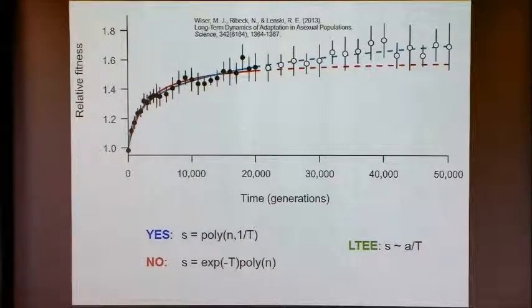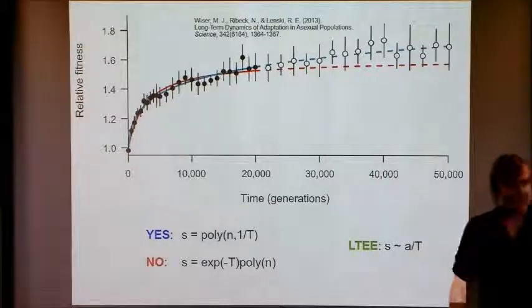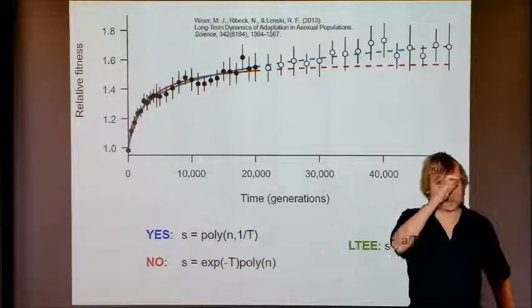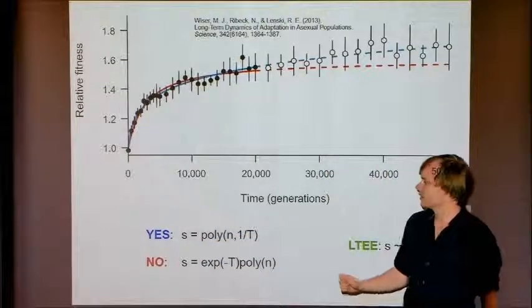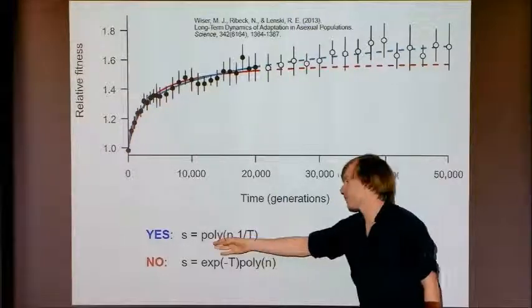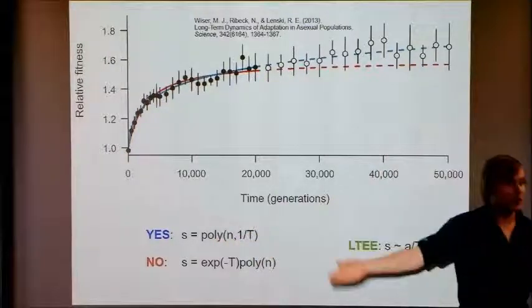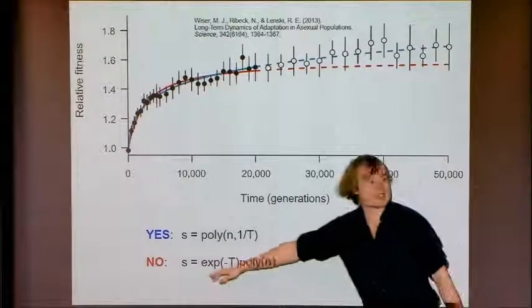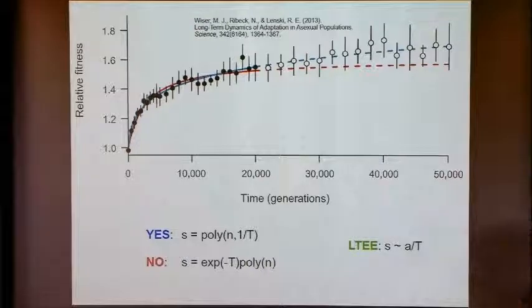And so in terms of this, we can take our equations from the last slide and turn them around. What does it tell us? Well, it tells us that on these hard fitness landscapes, s, which is the gap between each increase in fitness, can drop off as a polynomial in n and 1 over t, but it can't drop off as an exponential in time.